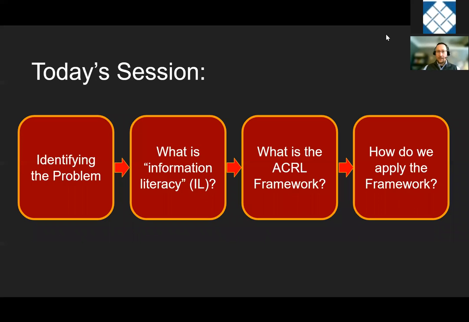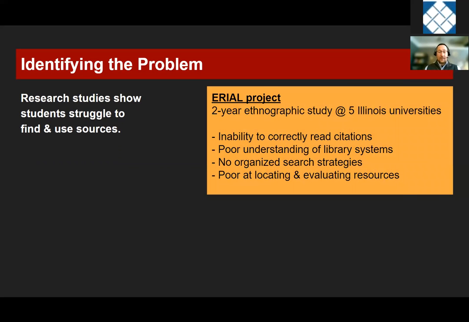So today, what I'm going to talk about is the background of the problem, why this information literacy thing exists, what is information literacy, and then what is the ACRL framework, and a little bit about how we apply it. So in a nutshell, that is what we're going to cover today. So straight away to identifying the problem. Some of this is probably going to sound very familiar, and I'm going to have a little interaction element in the next slide. So keep in mind that I will ask you about how you've gone through some of these things with your students. So lots of projects that librarians have done.